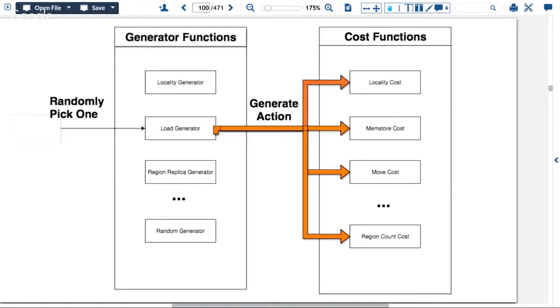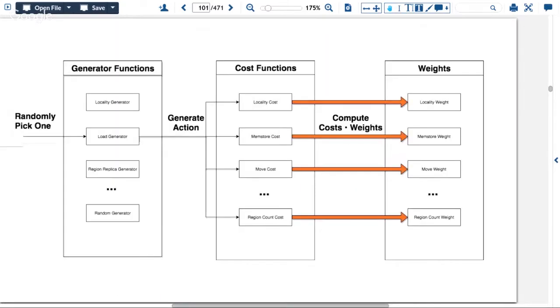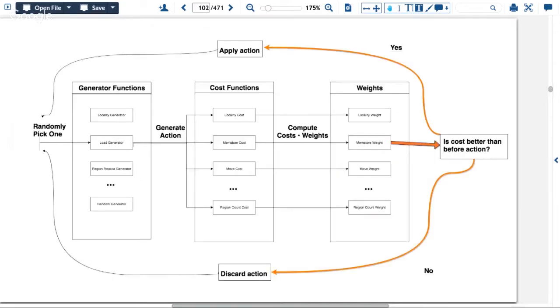Each of those cost functions assesses that region move or swap and outputs a value between 0 and 1 that says, is this action costly for the cluster or not so costly, based on what that cost function is trying to optimize. Each of those cost functions has an associated weight. So you weight each of those costs and sum them all up. It's like a dot product of these costs and weights. Then you ask yourself, is the cost better or worse than before the action? If the cost of the cluster is better, then we keep the action. If the cost goes down, we apply that action and keep moving along. And if it's not, then we don't.